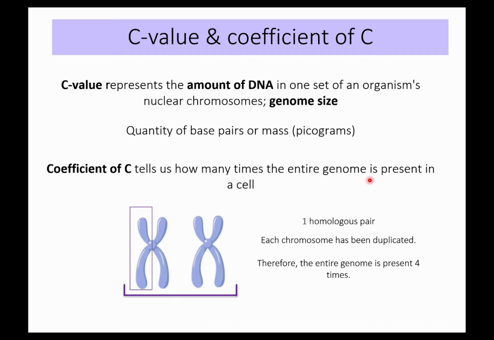The coefficient of C tells us how many times the entire genome is present in the cell. That's the copies of your genome. How many copies of the genome do you have? Do you have 1? Do you have 2? Do you have 3? Copies of the genome will be different as the cell cycle progresses. So coefficient of C, copies of the genome. Write that down.